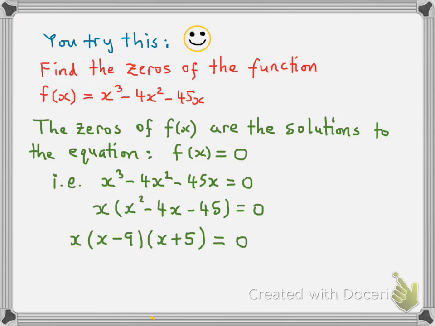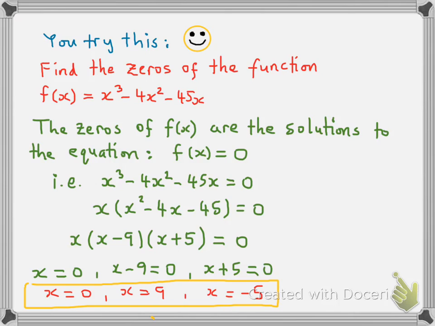And we can make each one equal to 0. x equals 0, or x minus 9 is 0, or x plus 5 is 0, which will give you that x is 0, or x equals 9, or x equals -5. So we have come to the end of our video on how to find the zeros of a polynomial function and what polynomial functions are.